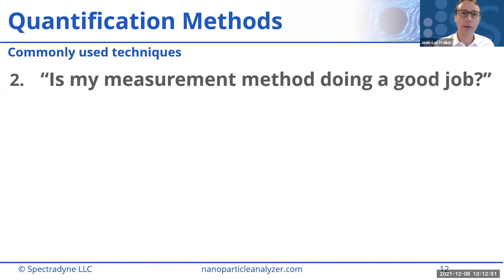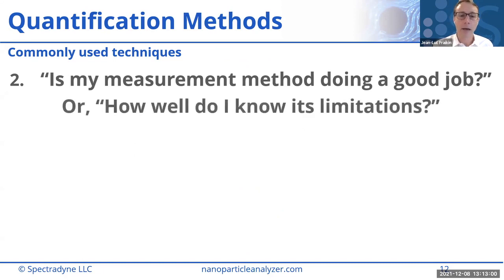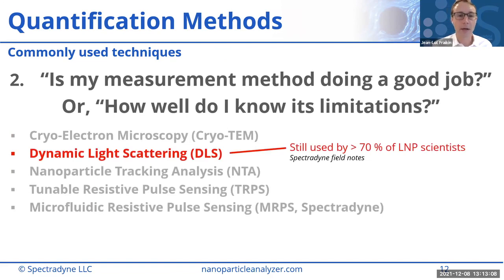I want to turn now to the second question, which is, is my measurement method actually doing a good job? Another way to ask this question is, how well do I know the limitations of the technology I'm using, and am I operating within those bounds? So for the context of this discussion, what I'd like to do is focus on dynamic light scattering, DLS, because our experience in the field shows that at least 70% of LNP scientists are relying on this for characterization and even quantification of their formulations. And I hope that you will be thinking about this question up top while we discuss that.